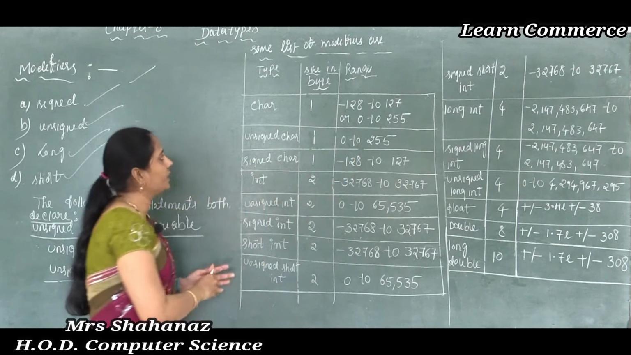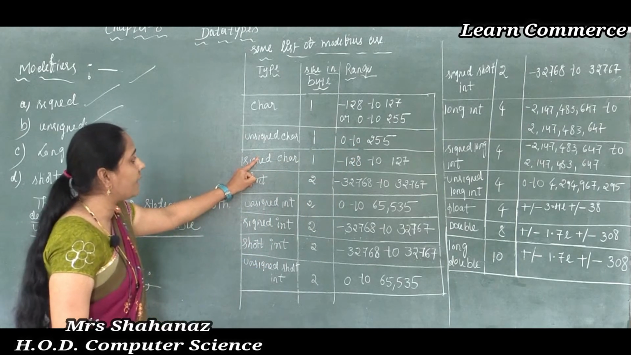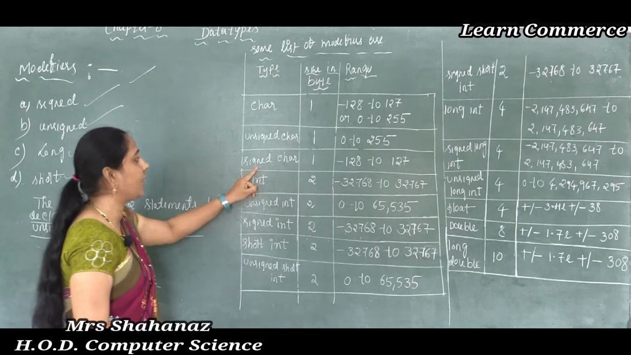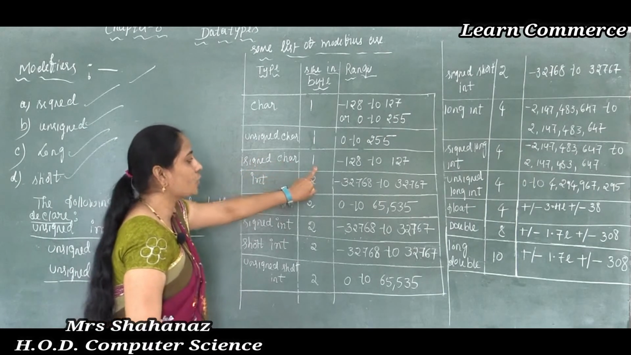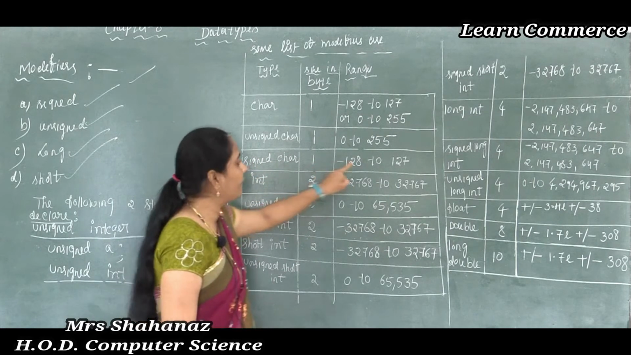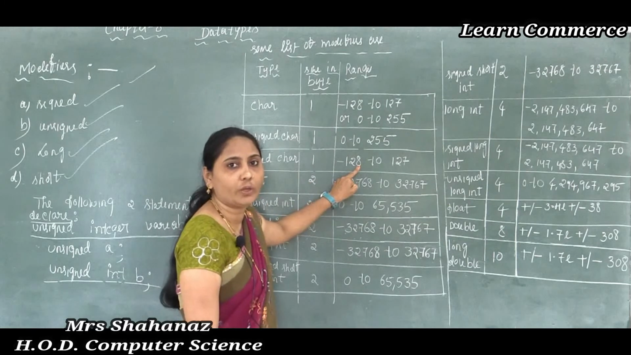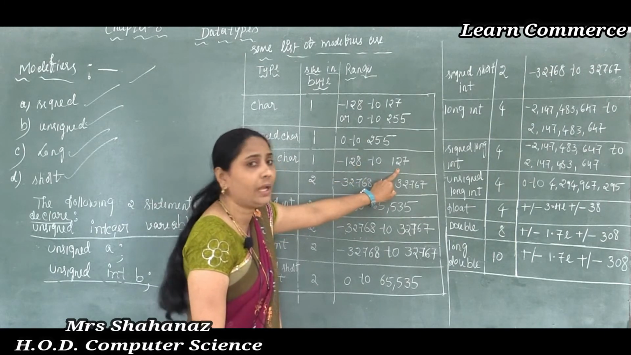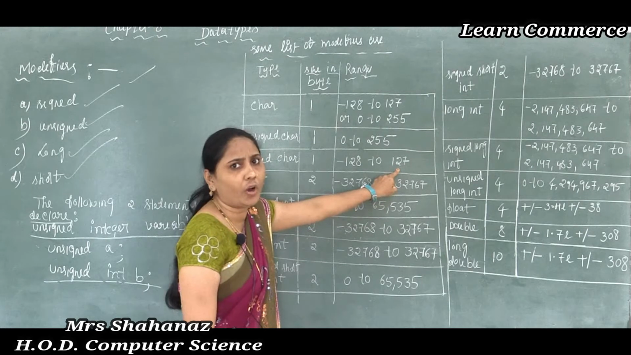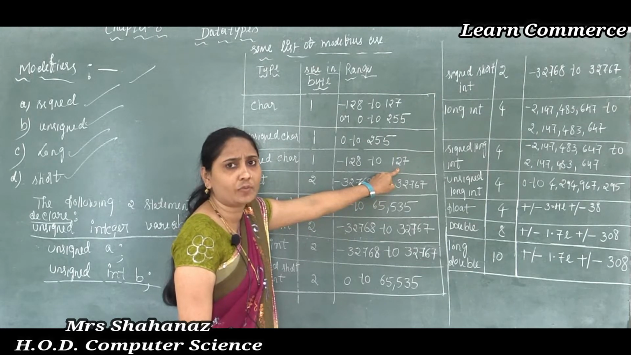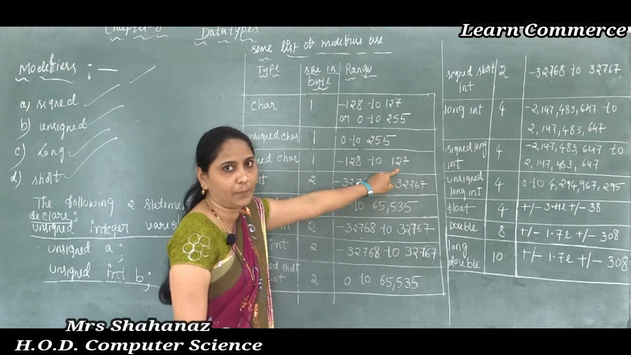And next, after that, signed char also occupies 1 byte here and the range of capacity is minus 128 to 127. Clear this point? I already explained this in the explanation of the char variable, correct here?